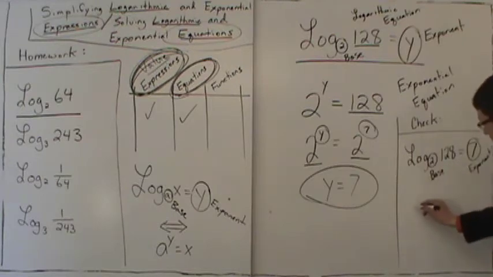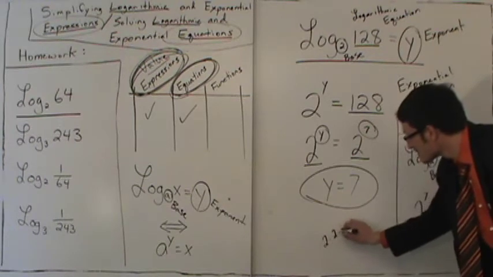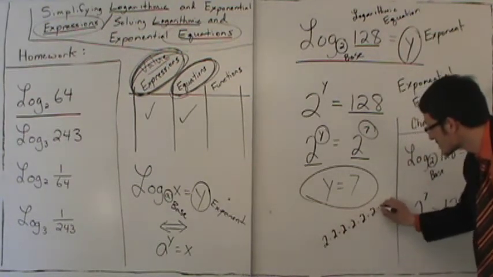So we're going to say the base is 2, so go ahead and write 2 as your base, much larger. And your exponent 7 is now written very small. 2 to the 7th is equal to what? 128. And now let's check and see if this is true. Well, 2 to the 7th power means what? 2 times 2 times 2 times 2 times 2 times 2 times 2.